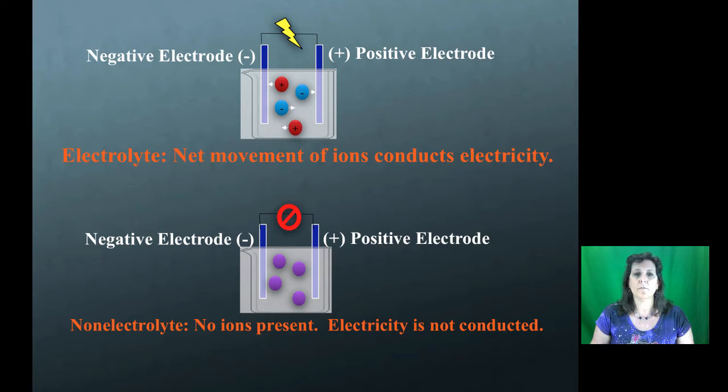Negative electrodes and positive electrodes sticking in a solution. Nothing's going to happen if it's a non-electrolyte, because there's no ions present. Electricity is not conducted at all. Okay, no electricity conducted in a non-electrolyte.